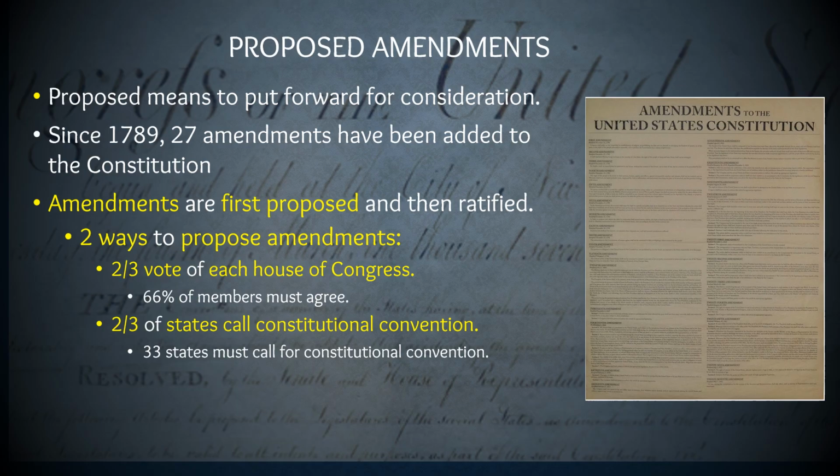So the one that you really truly need to know is the first way, which is the 2/3 vote of each House of Congress. That is the most logical, and that is the way that all 27 amendments have gone through in order to be added to the Constitution.